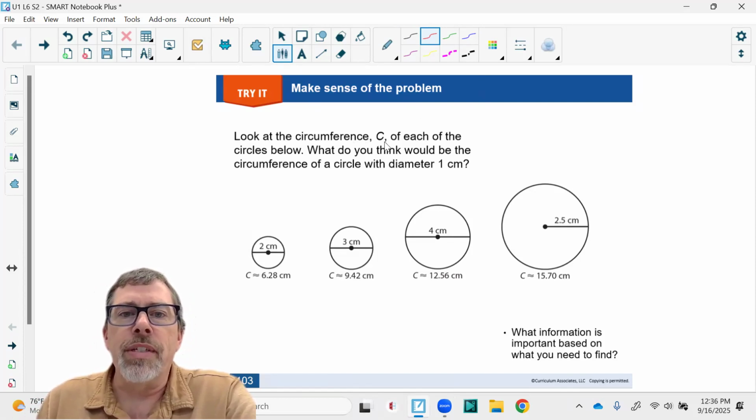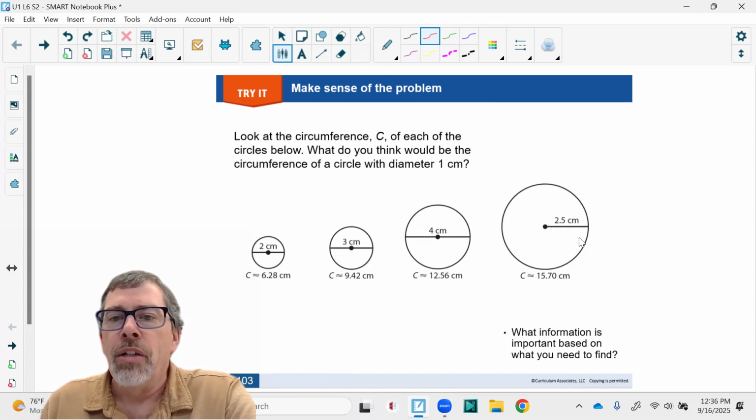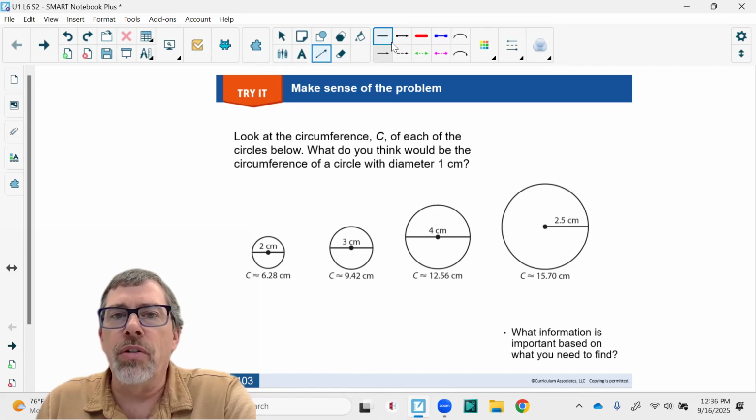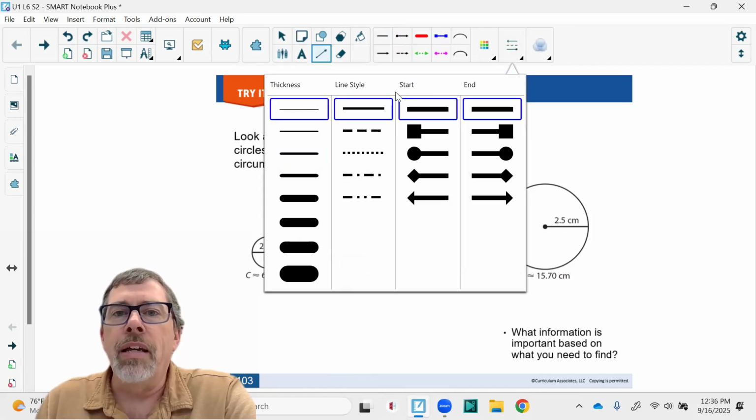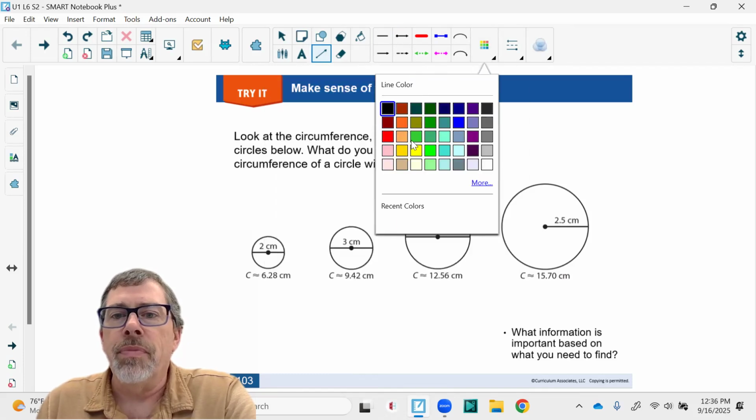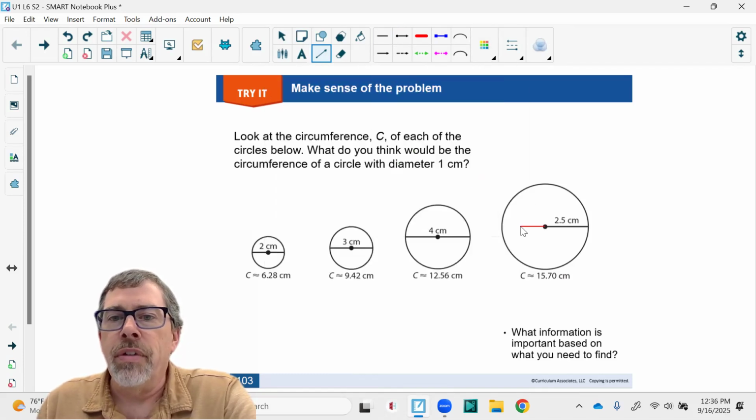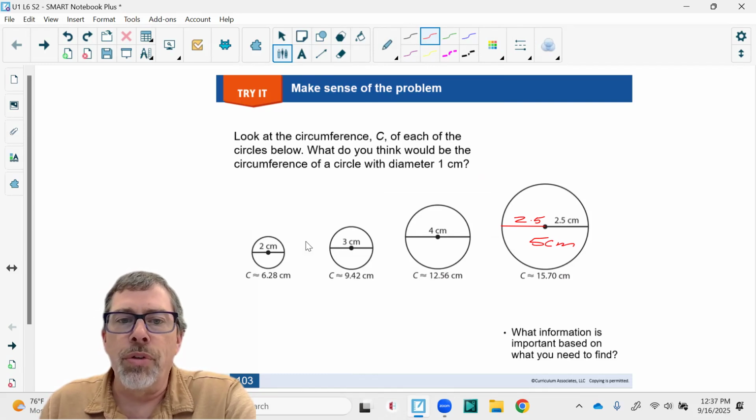Look at the circumference C of each of the circles below. What do you think would be the circumference of a circle with a diameter of 1 centimeter? So here is a radius of 2.5 centimeters. The first thing students should understand is that if the radius is 2.5 and I extend it over to the other side like so, then this is also 2.5. So the whole thing is 5 centimeters.